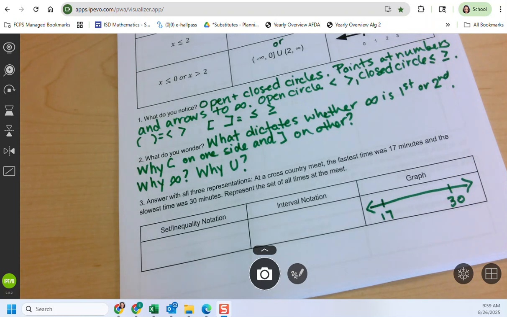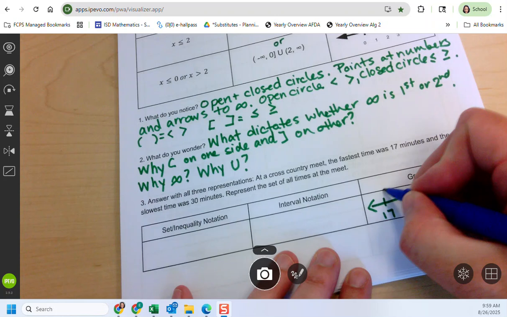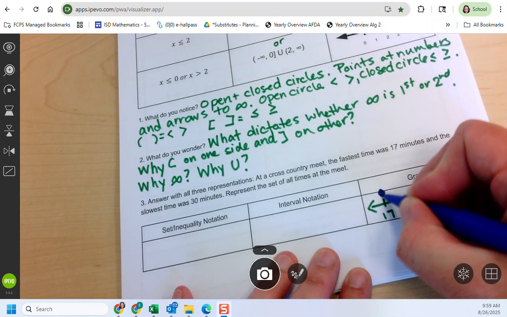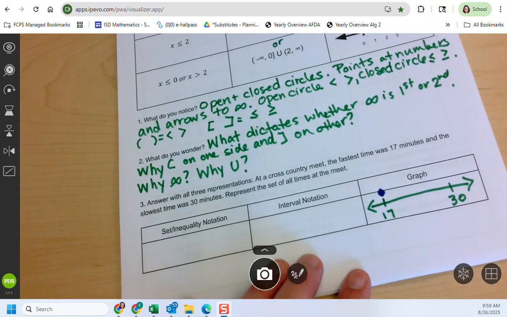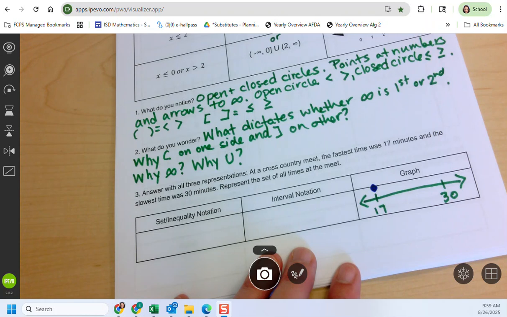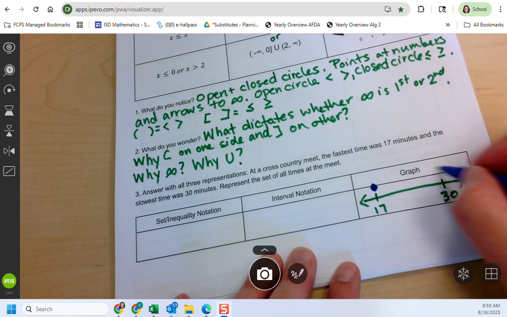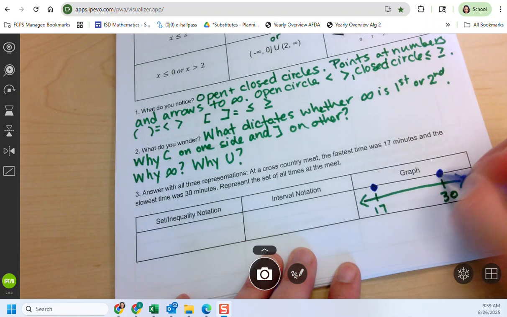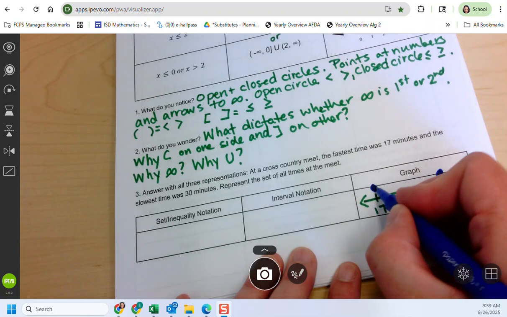All right. So it was set between 17 and 30 and all the times in between. Did anybody have exactly 17? Somebody did, right? Because it was the fastest time. So exactly 17 gets a closed dot because it can equal 17. What about 30? Should it be a closed dot or an open dot on 30? Also a closed dot because somebody got 30. And then to show all the times in between, we're just going to connect them.